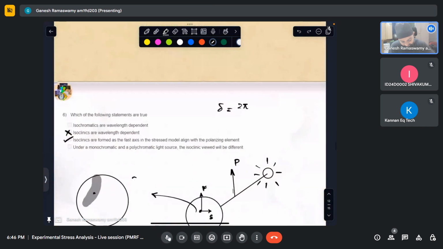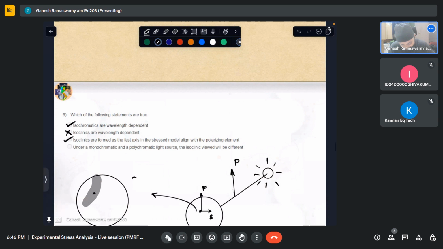What does that mean? If we were to change the light source to a different wavelength, then we will be seeing different colors of isochromatic. If it is a monochromatic light source, then we will be seeing only one color. If we use a polychromatic light source, then we will be seeing different colors in the form of fringes. So that is what this means.